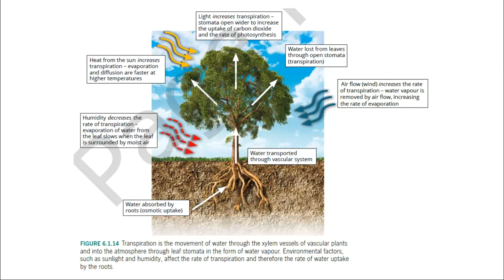Here we see a diagram which shows the water uptake by the roots and being transported up the tree through the vascular system. We can see around the outside here that there are a number of factors which can influence the rate of transpiration. And then because that transpiration rate is happening at different speeds, we will see a change in the rate of water uptake.